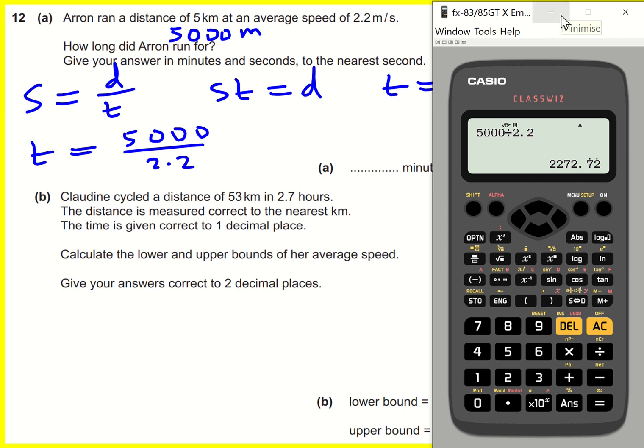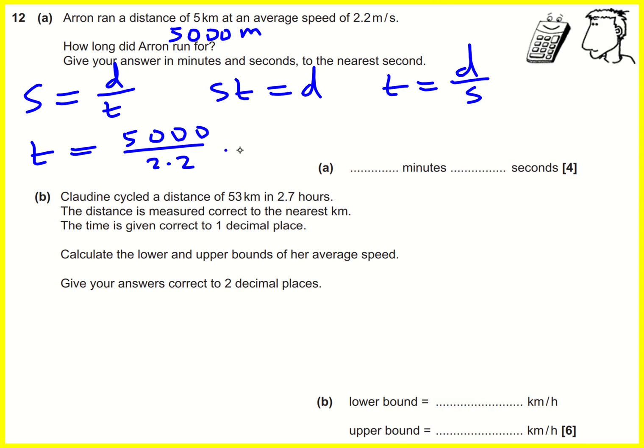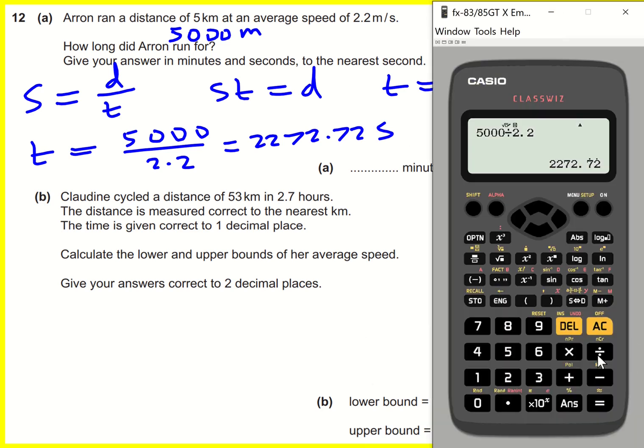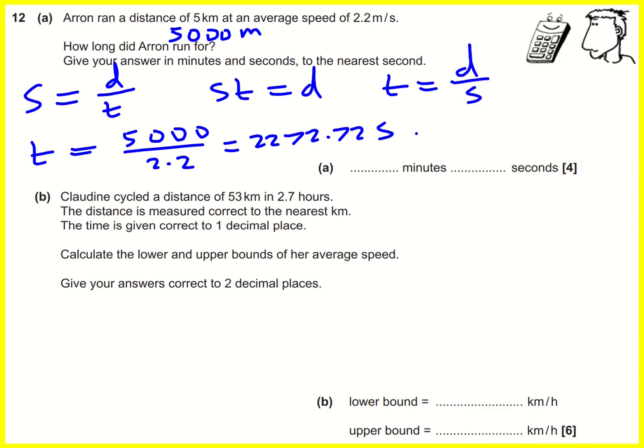Okay, I get quite an awkward answer, 2272.72. And that is in seconds, so I then need to convert that into minutes. First thing to do is divide by 60 to work out the total number of minutes. It's going to be 37.87 minutes. 87 recurring minutes.